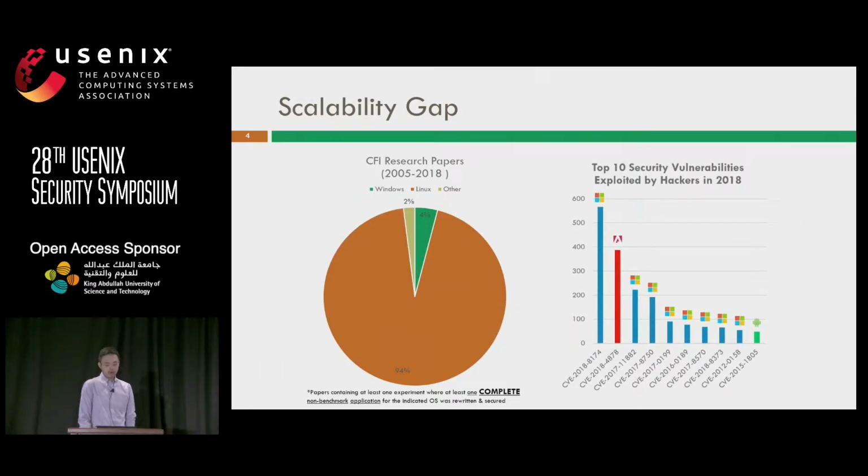Although we have this harvest of CFI solutions, we are not aware of any work that can fully secure, say, the Microsoft Office suite. So why is that? To answer this question, we surveyed a total of 54 CFI papers from 2005 to 2018, published in the top 4 security venues. Among these papers, 94% evaluate on Linux, and only 4% evaluate on Windows, counting those that report experimental results for at least one complete non-benchmark application.